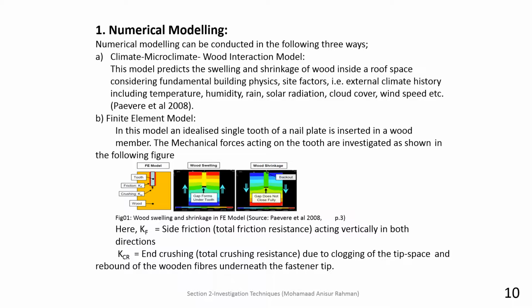In this model, an idealized single tooth of a nail plate is inserted in a wood member where mechanical forces acting on the tooth are investigated as shown in the picture. Here the variables are Kf, which is the total side friction resistance acting vertically in both directions, and Kc, which is total end crushing resistance due to clogging of the tip space and rebound of the wooden fibers underneath the fastener tip.